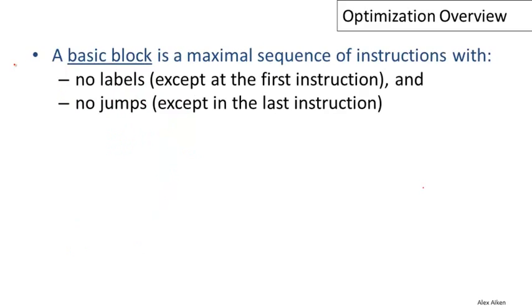Now, optimizations typically work on groups of statements. And one of the most important and useful statement groupings is the basic block. So a basic block is a sequence of instructions, and typically we want it to be the longest possible sequence of instructions, so we want it to be maximal. And this sequence has two properties. First of all, there are no labels, except possibly for the very first instruction, and there are no jumps anywhere in this sequence of instructions except possibly for the last instruction.